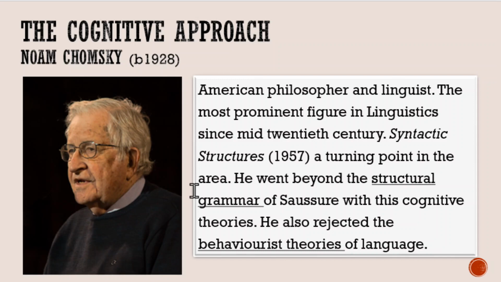Well, who was he? In fact, who is he? Because he is still there. He is about 90 years old, and he is still there. He is an American philosopher who was born in 1928. We can say that after Saussure left the scene in the early 20th century, though his books came to be known after that, and his thought was very strong until the mid 20th century, from then on the most prominent figure in linguistics in the West would certainly be Noam Chomsky. His Syntactic Structures, published in 1957, became a turning point in the area.